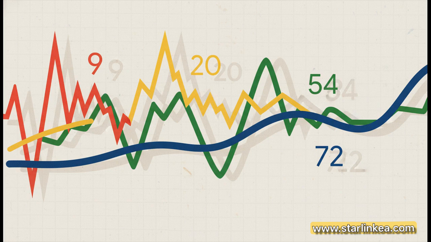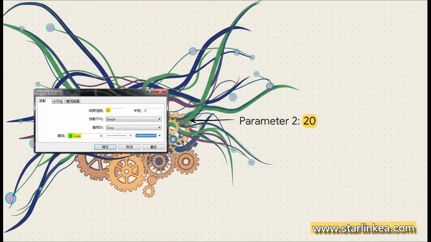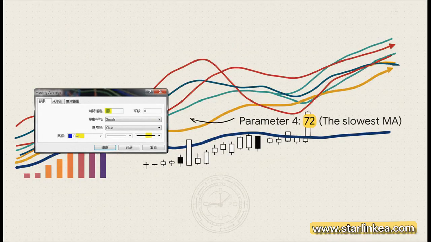So let's quickly see how you'd set them up. First up is the 9-period MA. This is our fastest line, the one that really hugs the price action. Then we've got the 20-period, which gives us a slightly smoother but still short-term view of things. After that comes the 54-period. This one starts to show us the more significant medium-term trend. And finally, the 72-period. This is our big, slow-moving anchor that shows us the major long-term trend.